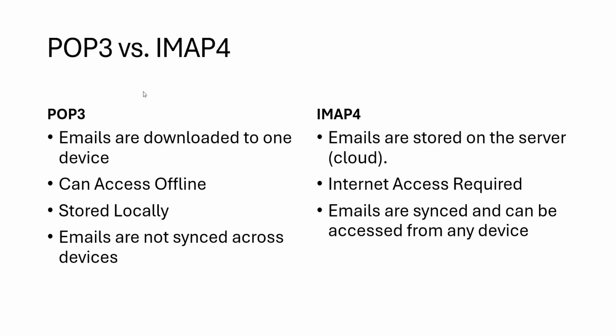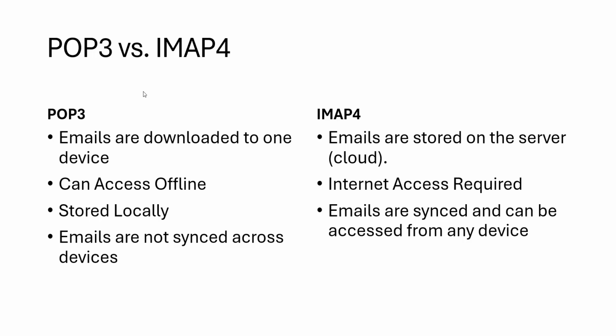So what's the difference between POP3 and IMAP4? Let's take a look at that. POP3 I consider a predecessor to IMAP4. When emails are downloaded, they're downloaded to the client, but they're only downloaded to the one client. So you can't move from device to device to look at the same email or look at any changes you've made from the original device. However, you can look at the emails offline because once they're downloaded, they remain on the device that you downloaded the files to. Emails are not synced across devices with POP3.